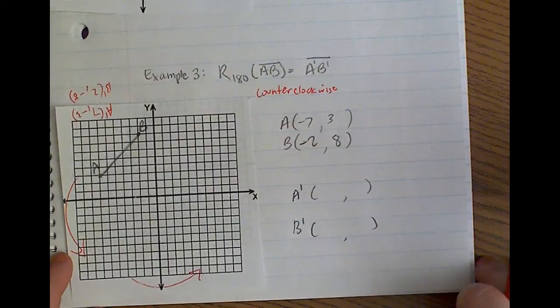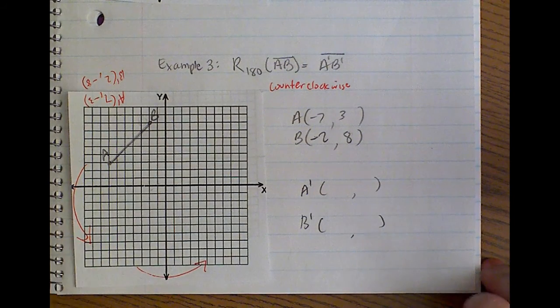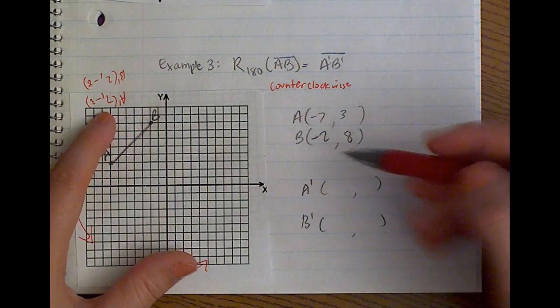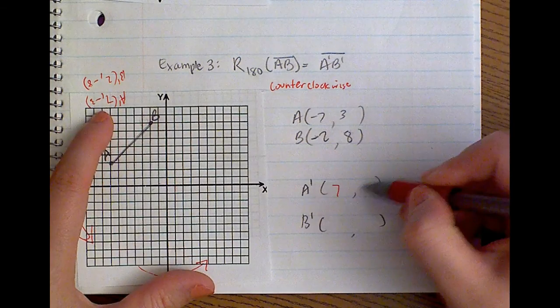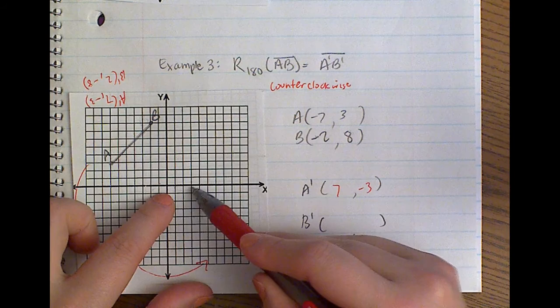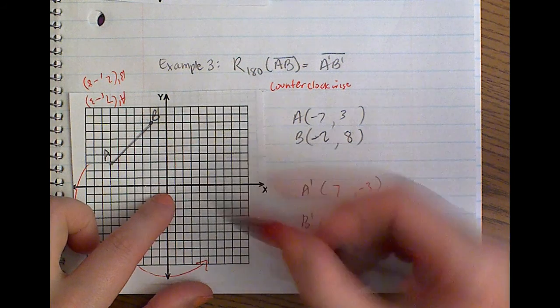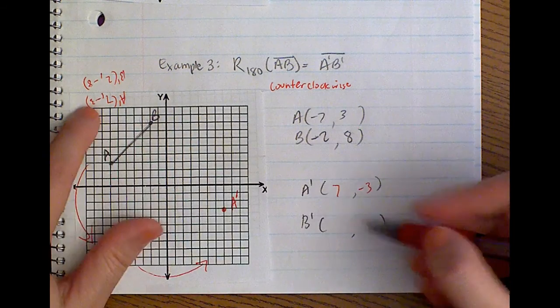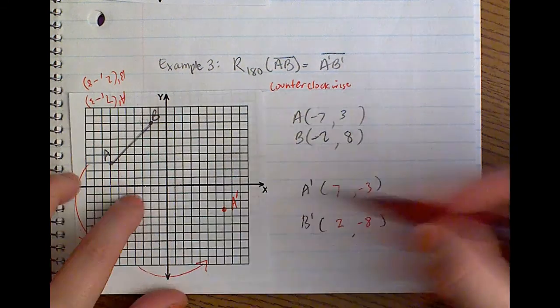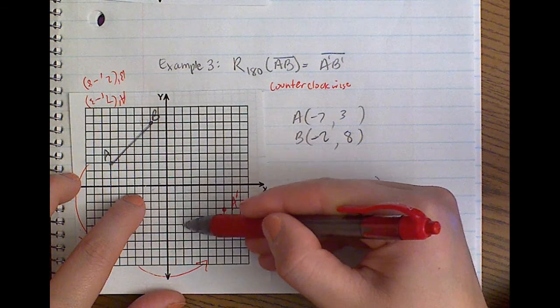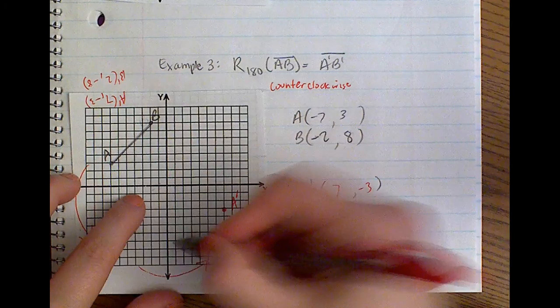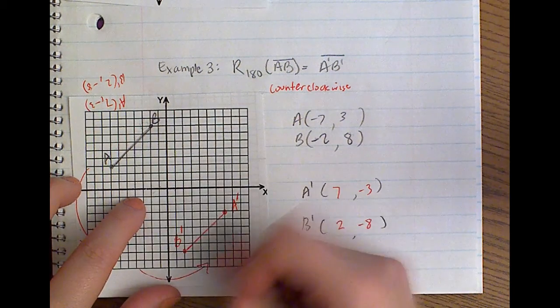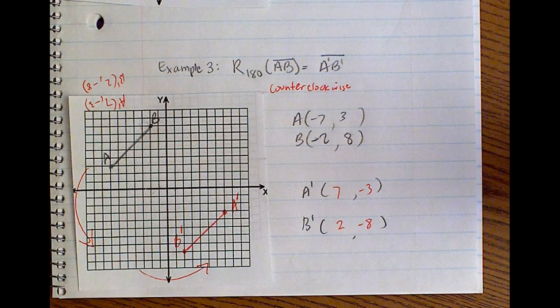Okay, so back to how we were facing. I know it's upside down, but still got the answer here. A prime would be at 7, -3, so then I can plot that. And B prime, we said 2, -8. And there's our image.